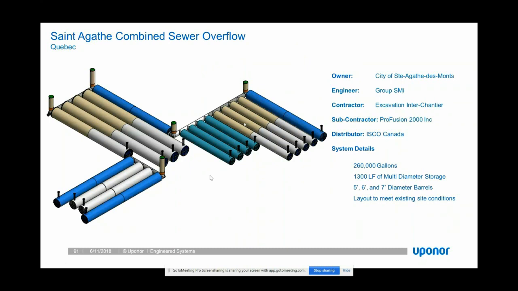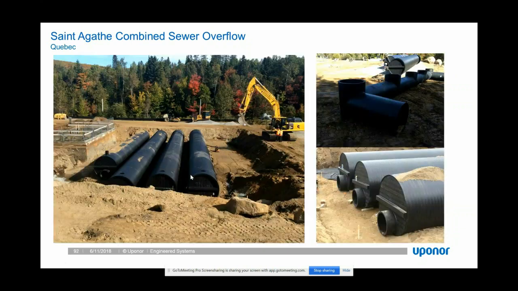This was a CSO project. Again, this really speaks to the level of complexity that we can achieve with your storage volume on site. Different manifold options, different size options, up to 11-foot diameter, and again, these sections can be shipped separately and field welded. A couple more pictures of that going into the ground, and on the right you'll see the reinforced bulkheads.